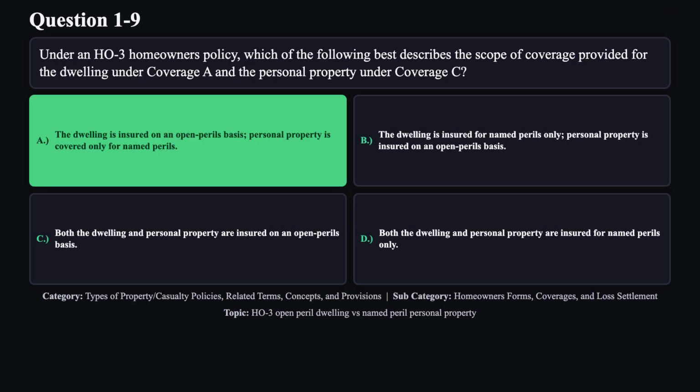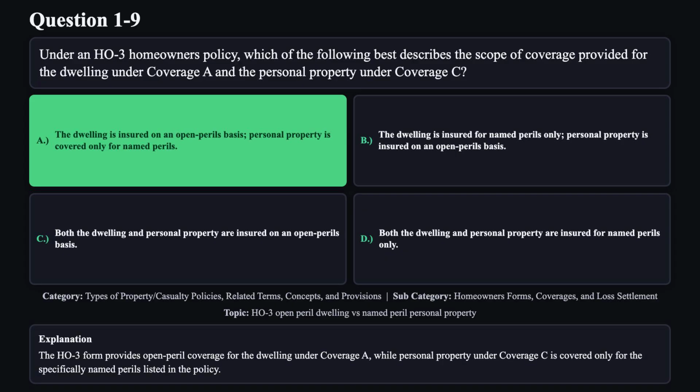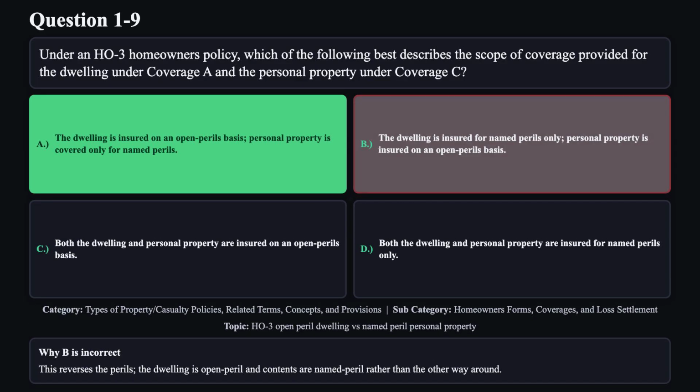The correct answer is A. The H03 form provides open peril coverage for the dwelling under coverage A, while personal property under coverage C is covered only for the specifically named perils listed in the policy. Reason B is not correct. This reverses the perils. The dwelling is open peril and contents are named peril, rather than the other way around.